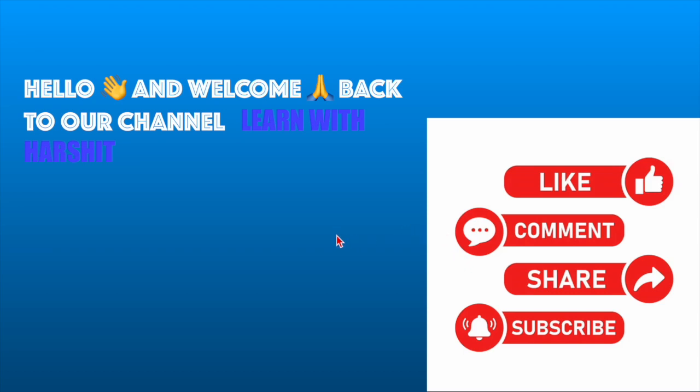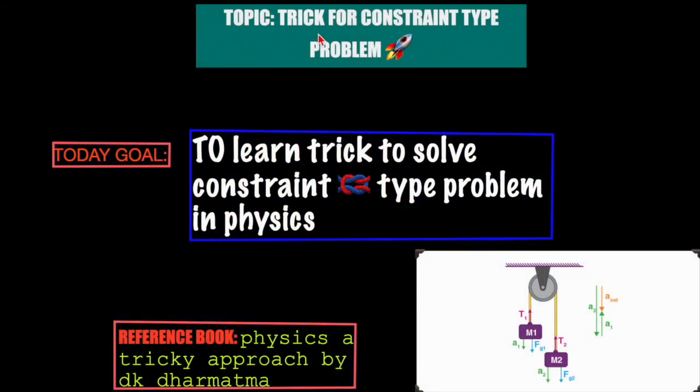Now, our today's topic is to learn a trick for constraint type problems, or our today's goal is to learn a trick to solve constraint type problems in physics. The constraint type problem in physics means problems regarding pulleys in which you have to find the tension, acceleration, acting forces on the masses, or sometimes the mass of the body as well. So after watching this video, you will be able to solve these types of questions in a very short period of time. Now, before explaining anything else, let's come directly to our topic.